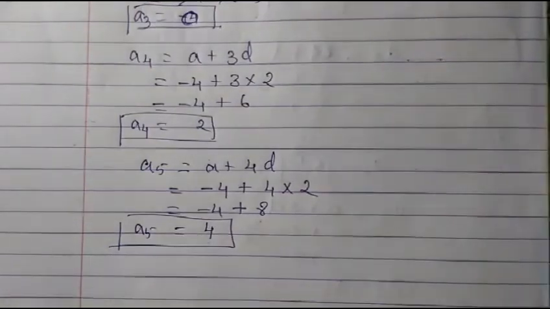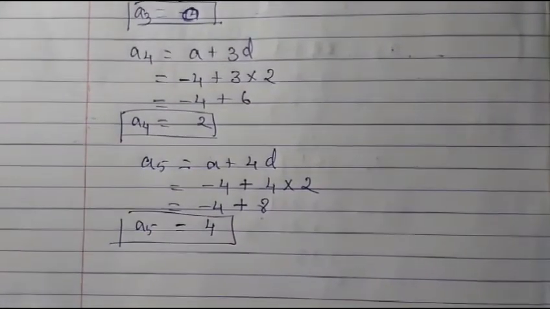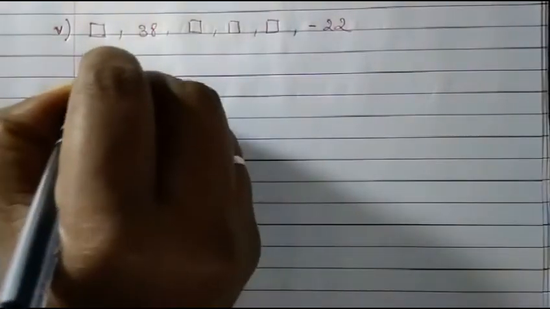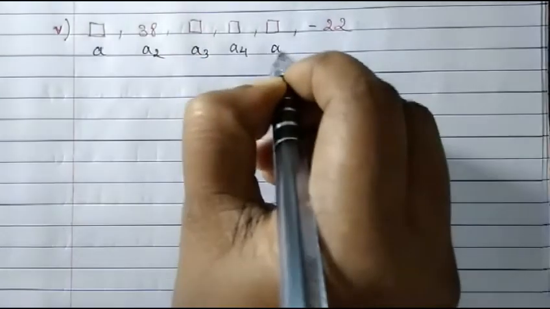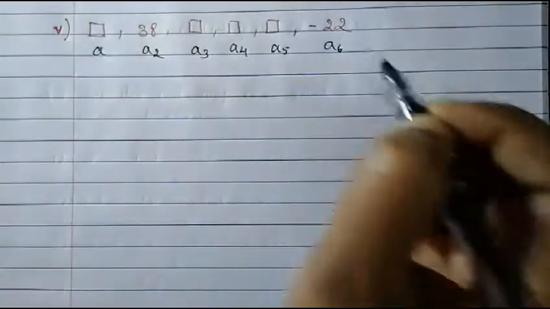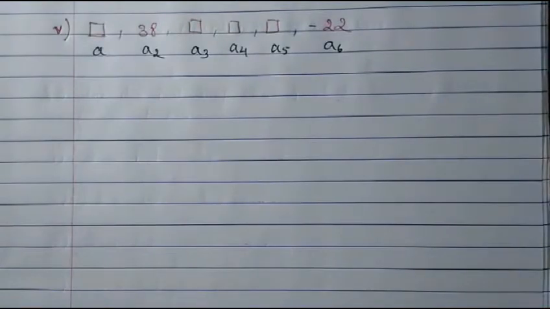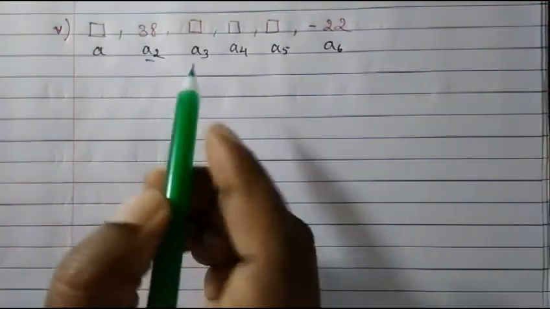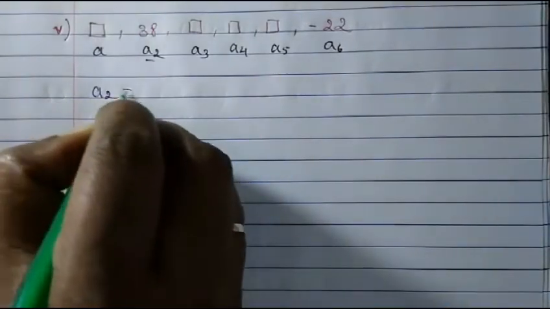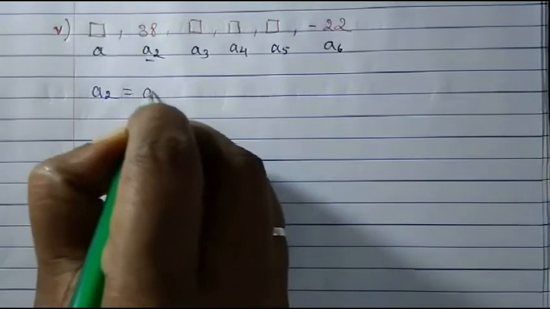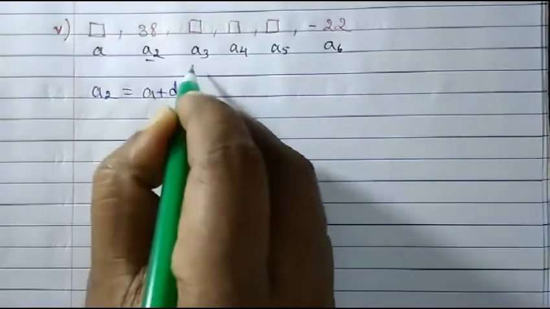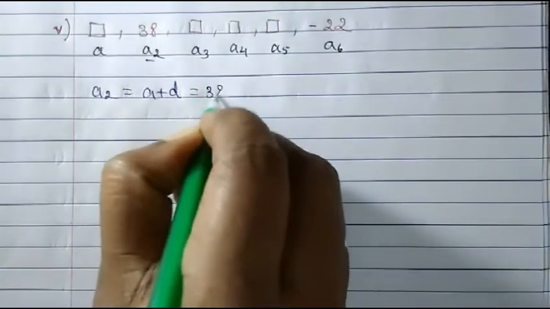Now let's do quickly the last one, the fifth sum. So let's consider this A. This is A2, A3, A4, A5 and A6. So the things that are given to us, let's write them down. A2 is given to us. A2, I have already explained to you how to write. A2 will be A plus D, which is equal to 38.